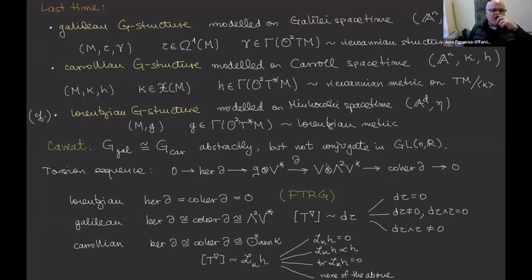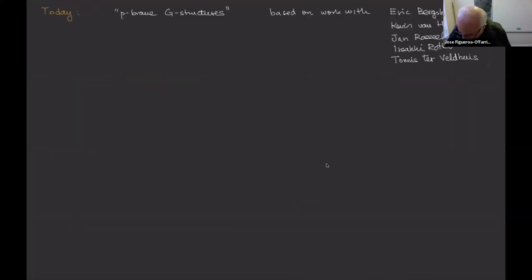So what I want to do today is to talk about some new work. I wrote a bit of it just to have the names of the huge number of collaborators written already. This is work with a bunch of people that were in Groningen at least last year, and one who is in Zagreb, although I think he was in Vienna until recently. The subject is so-called p-brane G-structures. We're going to be discussing a kind of p-brane generalization of Galilei and Carrollian structures. And so the people are the following: Eric Bergshoeff, who is professor in Groningen, then there's Kevin van Helden, who's a PhD student.